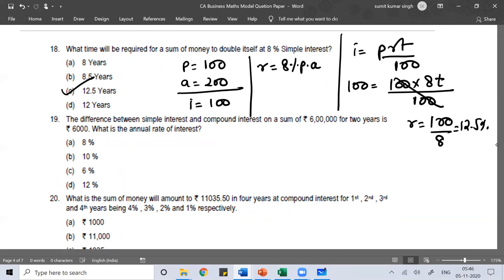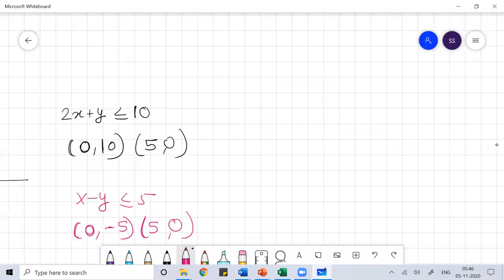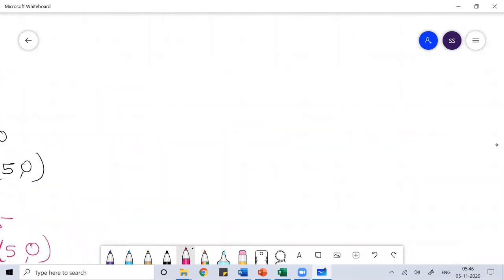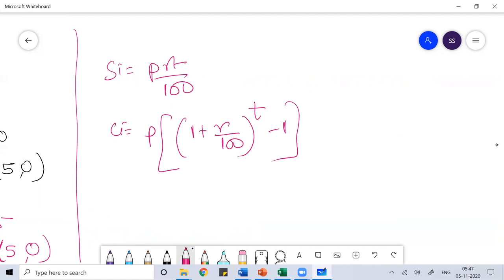Very simple problem. When you see simple interest, the formula for simple interest is P into R into T by 100. While when we talk about compound interest, the formula of compound interest is P into (1 plus R by 100) to the power T, minus 1. Okay, so remember this.